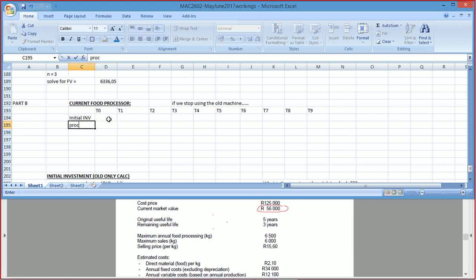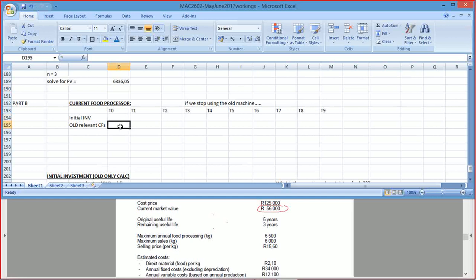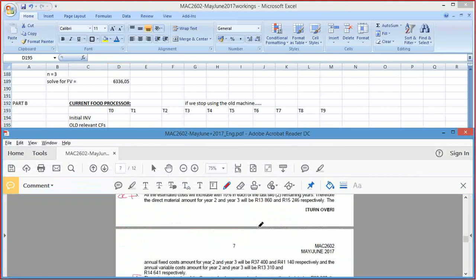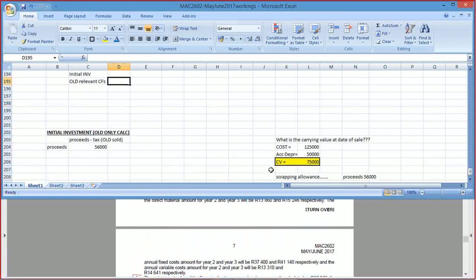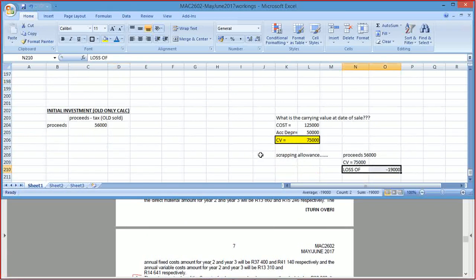So in terms of our diagram, initial investment, old relevant cash flows. The old relevant cash flows would have been an amount that came in, which was 56,000, which is the market value. That was what came in, and there's a scrapping allowance of how much? Oh, wrong page. There it is, 19,000. 19,000 times the tax. The proceeds was 56, and then there's a loss. So the scrapping allowance.